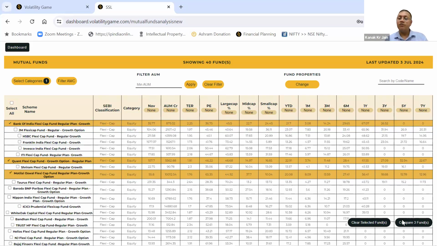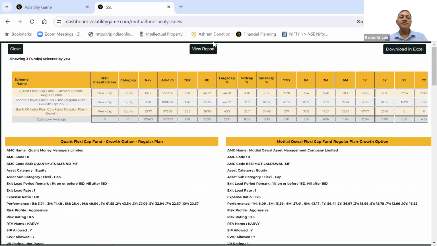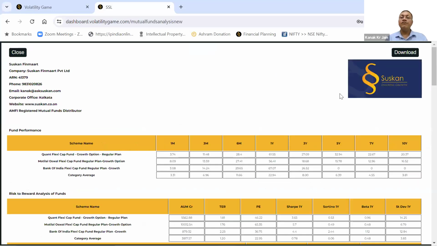Now, see here, you can just select and compare these 3 funds. View a report with your logo, your name, your branding, everything will come. And now you can just download that. Once you have downloaded it, go to the PDF, open the fund, and share the PDF with your client.